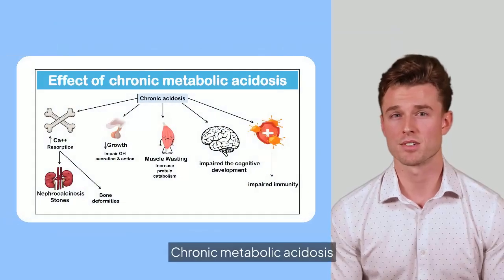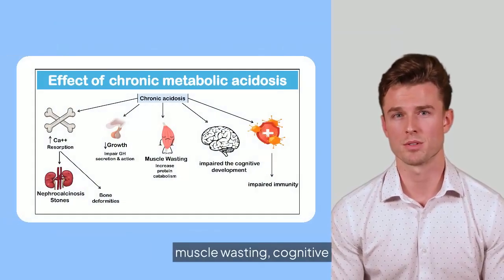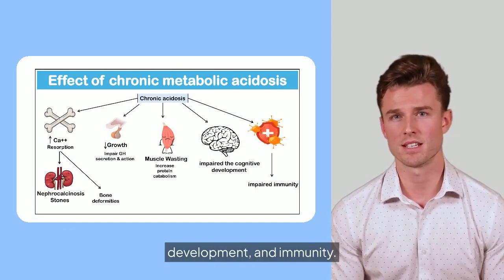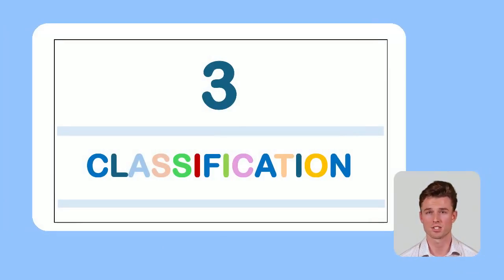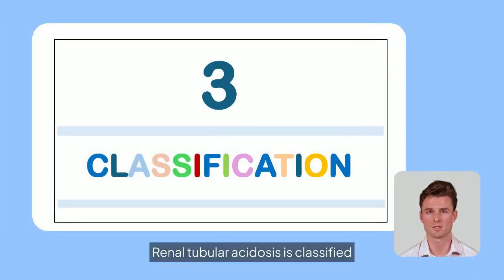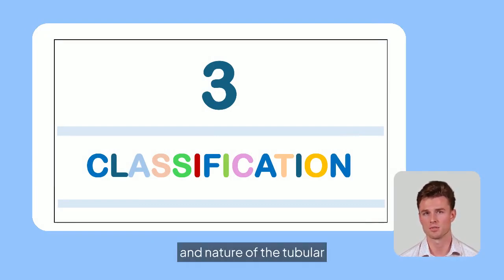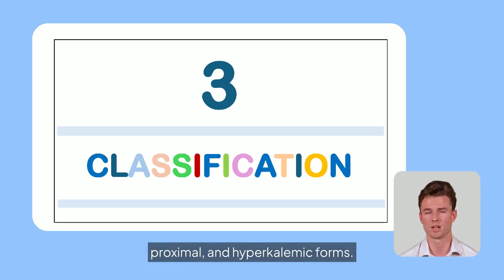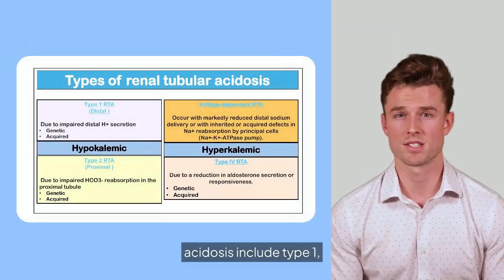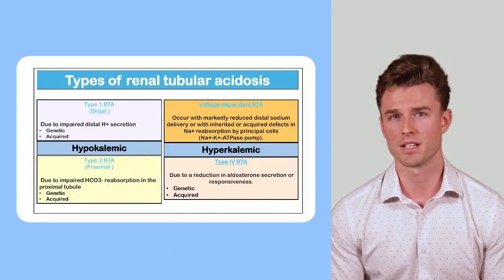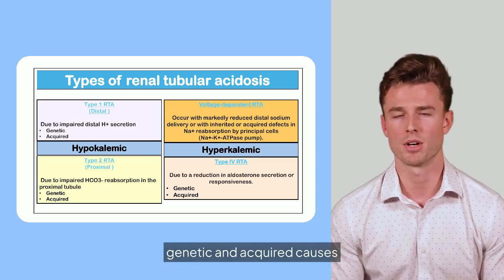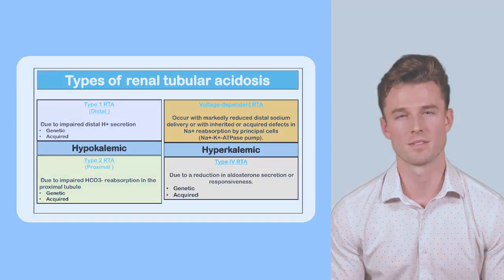Chronic metabolic acidosis impacts bone resorption, growth, muscle wasting, cognitive development, and immunity. Understanding these effects is crucial for managing long-term outcomes. Section 3. Classification. Renal tubular acidosis is classified into types based on the location and nature of the tubular defect, including distal, proximal, and hyperkalemic forms. Types of renal tubular acidosis include type 1 distal, type 2 proximal, and type 4 hyperkalemic. Each type has distinct genetic and acquired causes affecting acid-base balance.